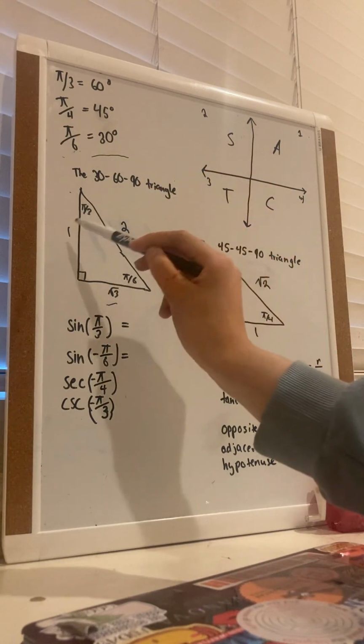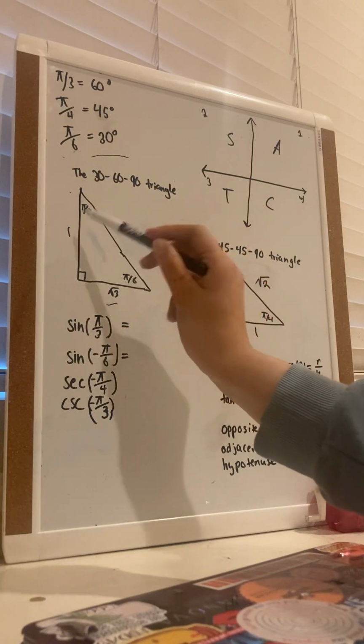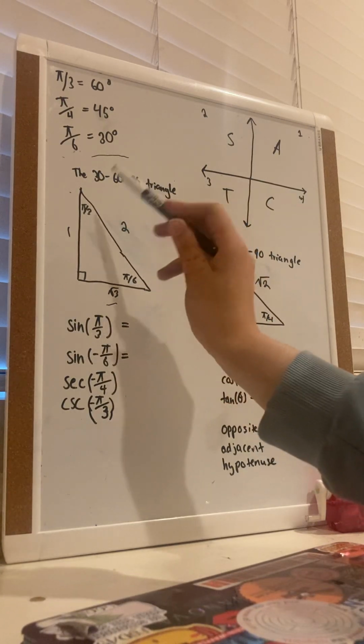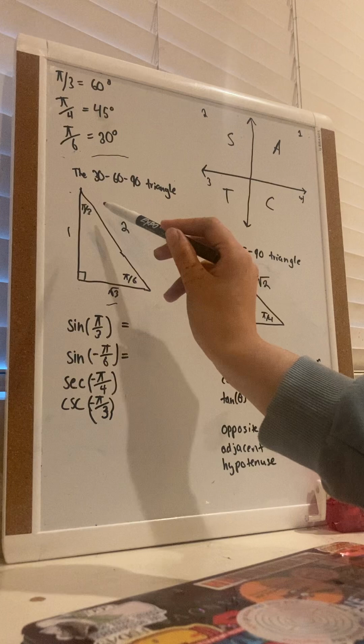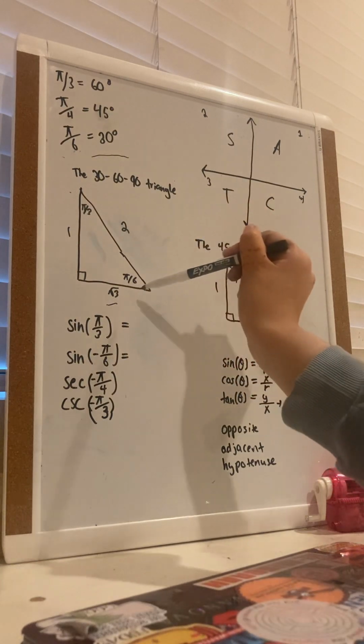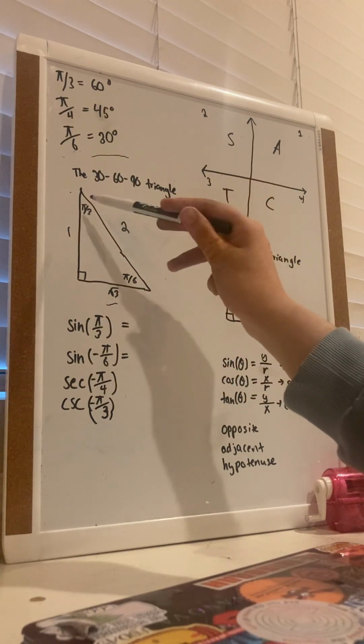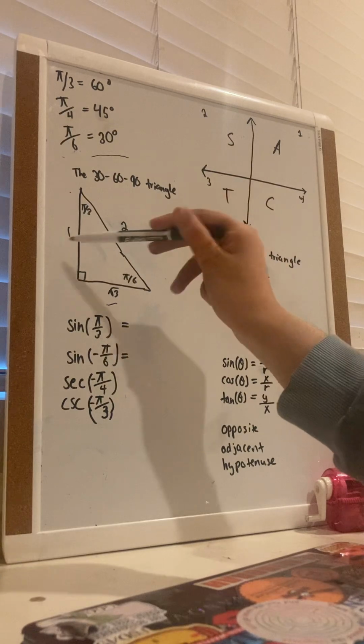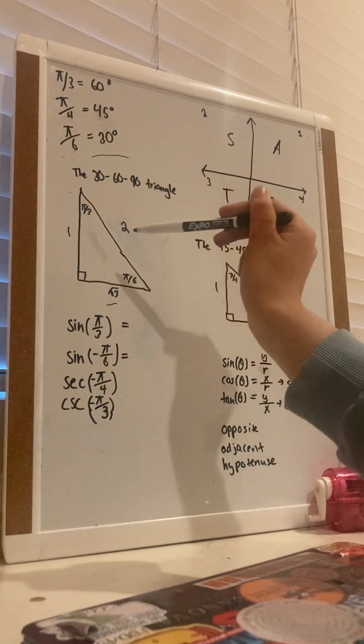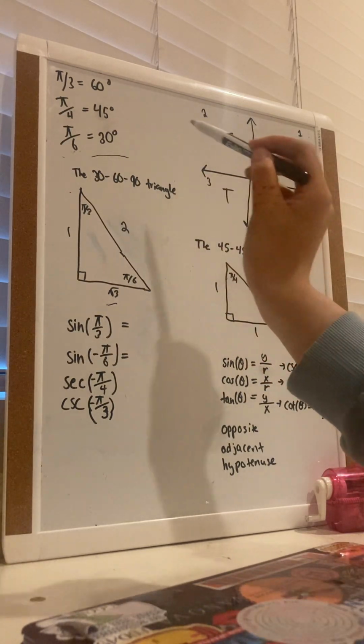So you should know that the side opposite of pi over 6 is always 1, and the side opposite of pi over 3 is always root 3. That's how I remember it: pi over 3, root 3. That helps me. And then 1, 2. You do kind of have to memorize this, but it's not as hard as a circle.